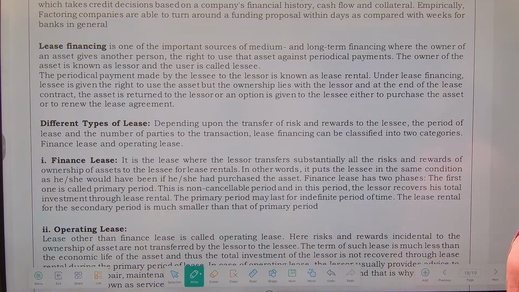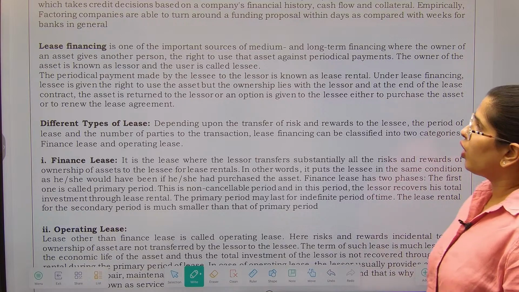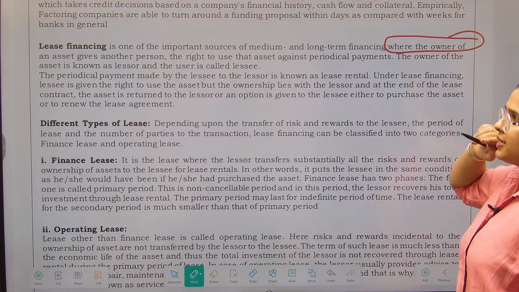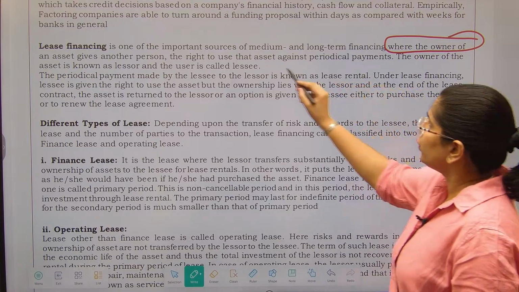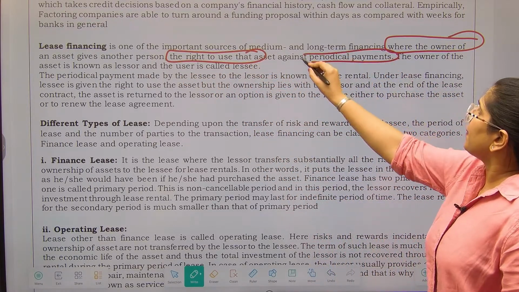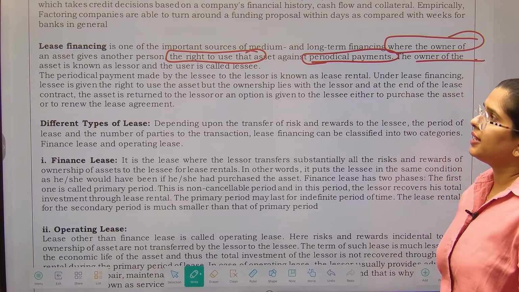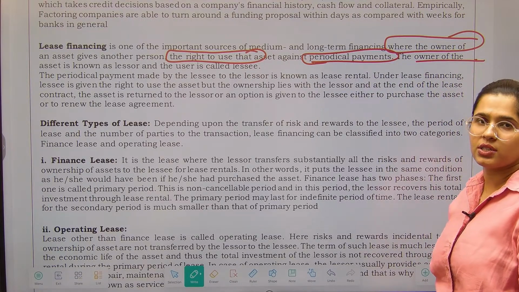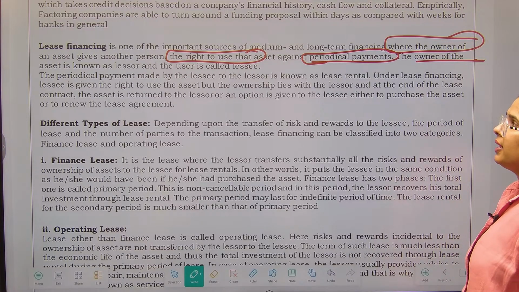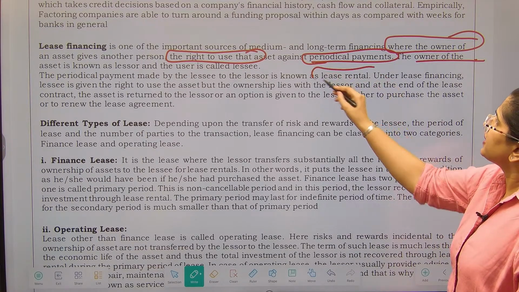So lease financing is one of the most important sources of medium and long term financing, where the owner of the asset gives another person the right to use that asset against periodical payments. The owner of the asset is known as the lessor and the user is called the lessee. The periodical payments made by the lessee to the lessor are known as lease rental.